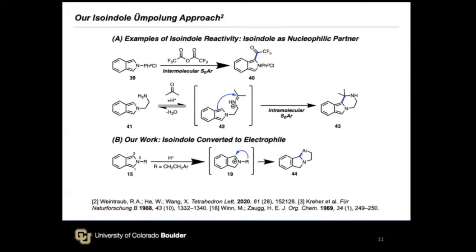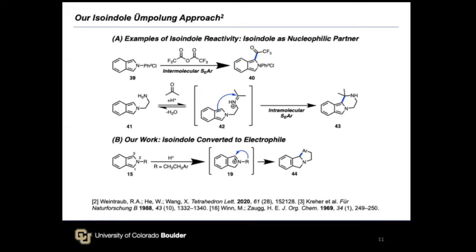And this brings us to the first project that I'm going to present, which is a one-pot synthesis of polycyclic isoindolines using isoindole umpolung. Umpolung is a German word which means the reversal of polarity. And there are so many examples in which isoindoles serve as nucleophiles, such as these two here at the top, which are examples of electrophilic aromatic substitution reactions. So we thought, what if we could expand their reactivity and use them as electrophiles instead?